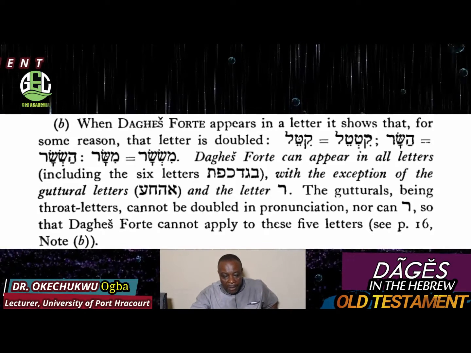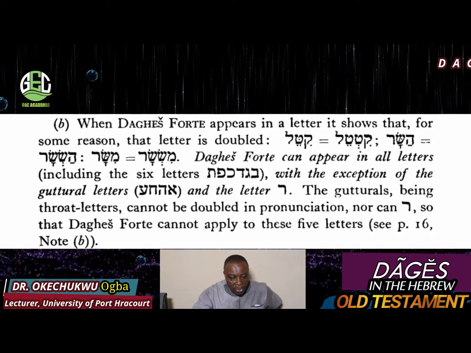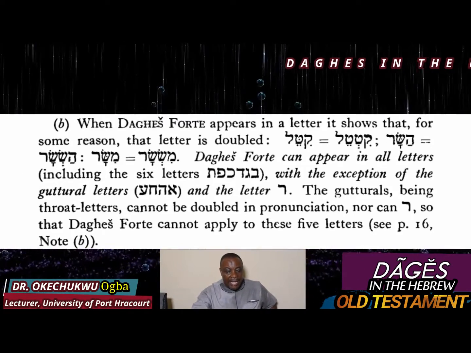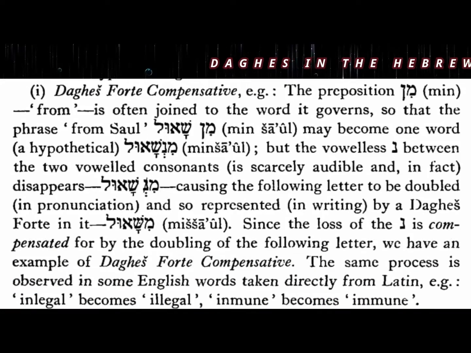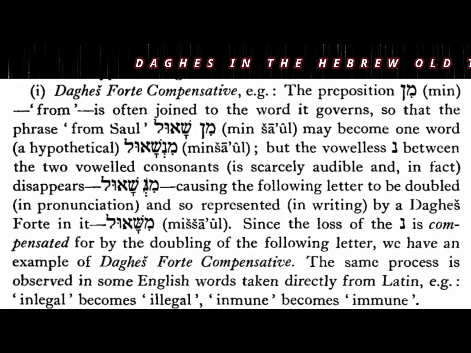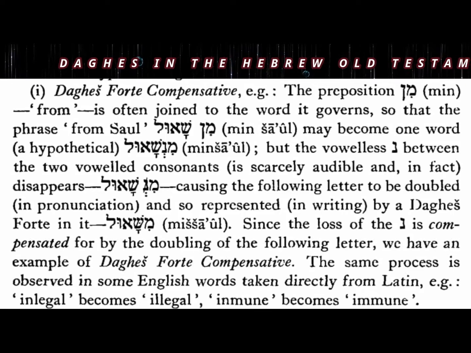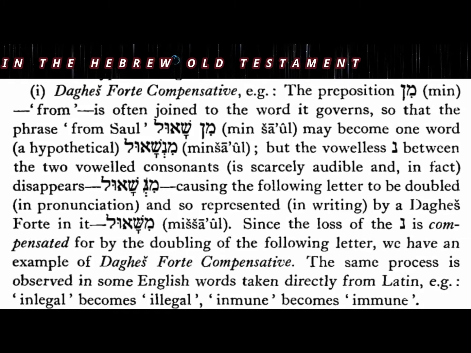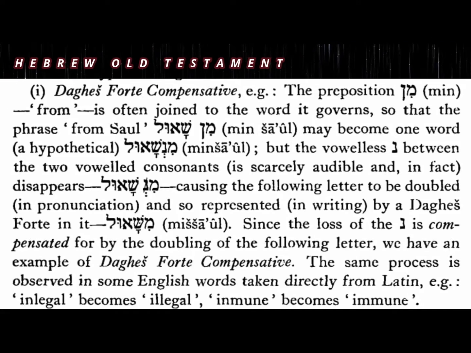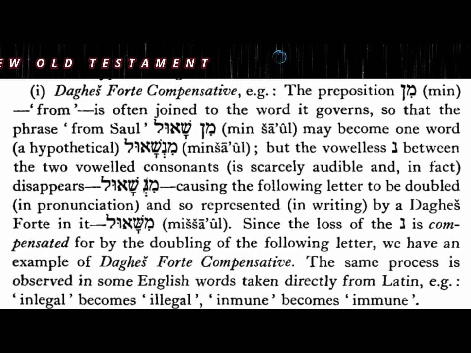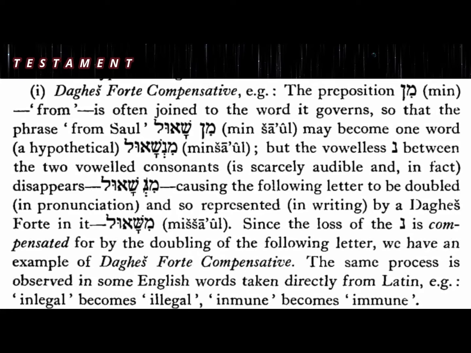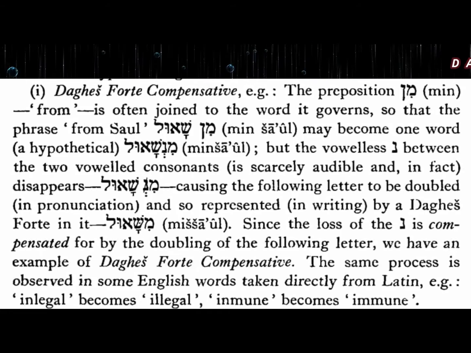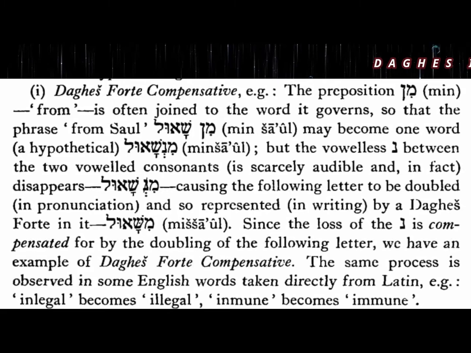Why do we have this doubling? Sometimes it will be to compensate, in which case we call it Dagesh Forte compensative. It compensates for a missing word. For instance, when you want to have a long letter, or when you want to have a compound word, as in English, sometimes you combine letters, you see them combined.